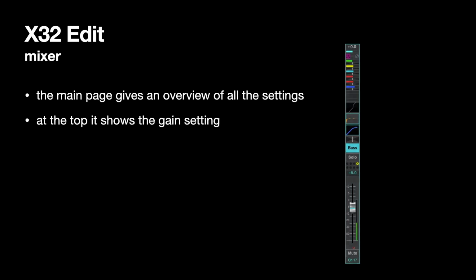So at the very top it shows the gain setting. All of the channels have this gain setting at the very top, so you can click on that and slide it to the right or the left and turn it up or turn it down. It's kind of a tricky little click to try and get that.